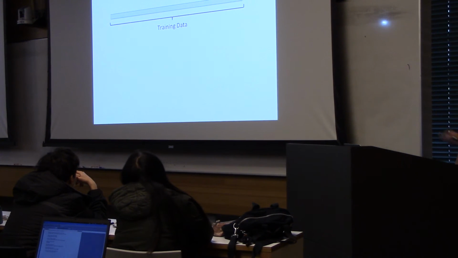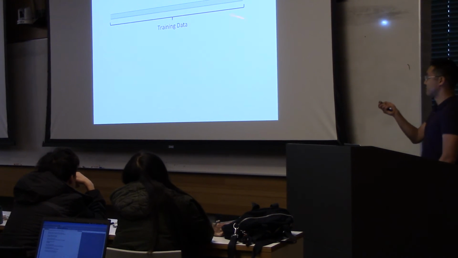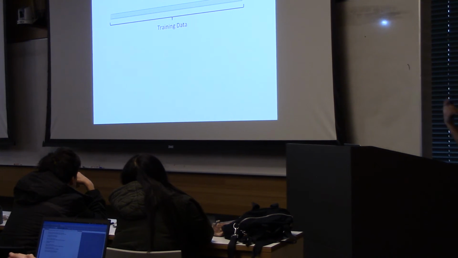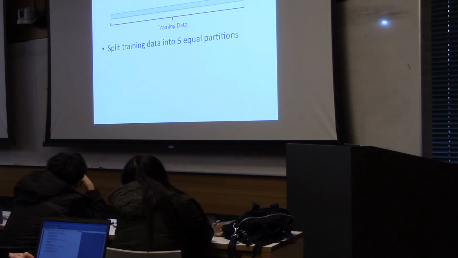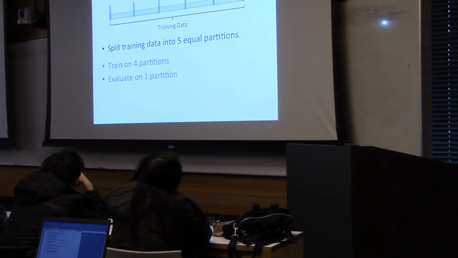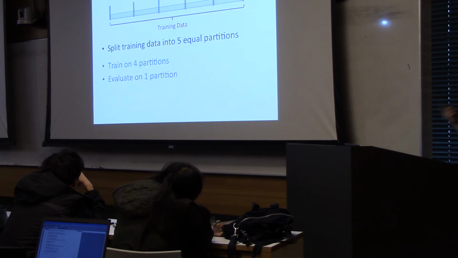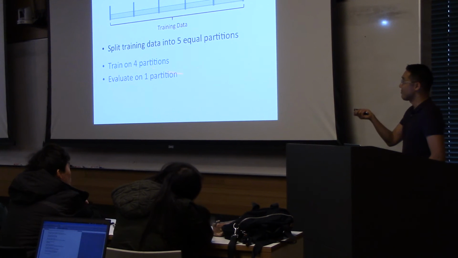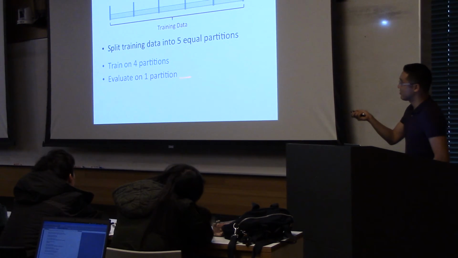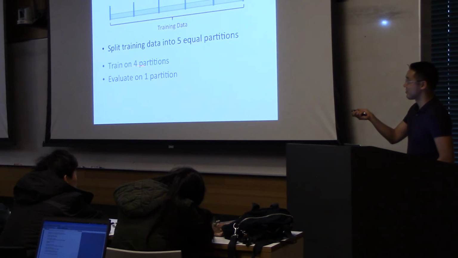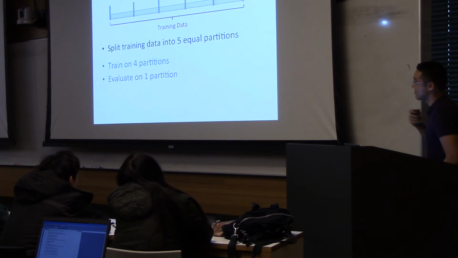So imagine that this is my training data. Imagine that it's pretty big, not 7, but it's still finite. We're going to split the training data into 5 equal partitions for 5-fold cross-validation. The idea is that we're going to train on 4 partitions and evaluate on 1. Assuming that this splitting is done uniformly at random, this will be representative of my test distribution, albeit smaller, so there's higher variance.